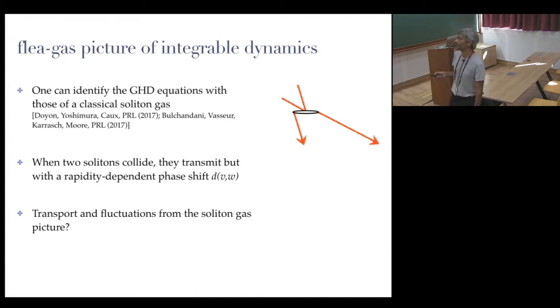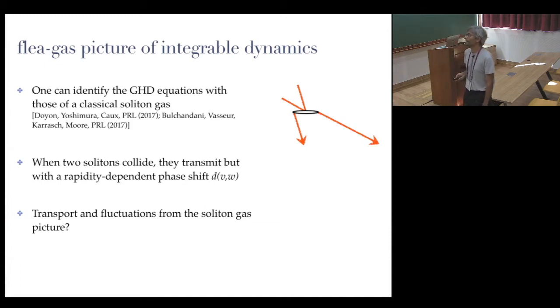The point is that when two solitons collide, they jump back and forth, and the amount they jump by depends on the species they were. On the other hand, in the hard rod gas, this would just be independent of the rapidities, and that's why the general case is slightly more complicated than the hard rod gas.